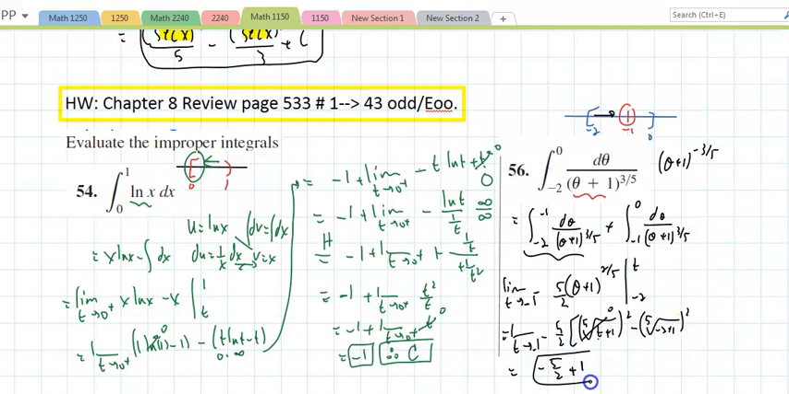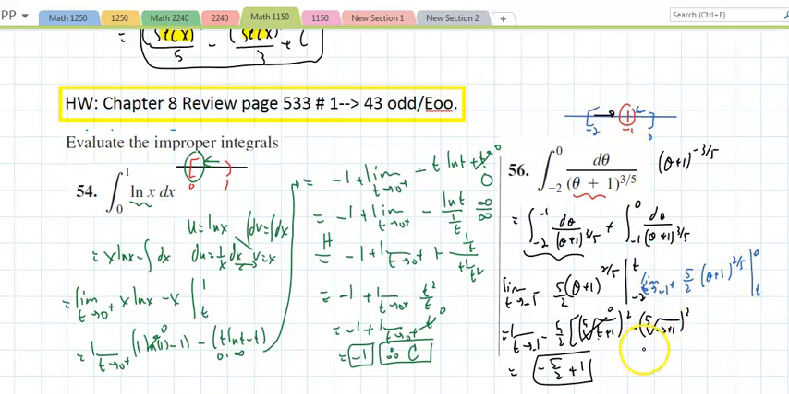Okay, that's finite, which means we need to integrate the second piece. Here we're going to take the same deal. This is going to be 5/2 times theta plus 1 to the 2/5. That's not going to change. Evaluate it from t to 0. And we're going to take the limit as t approaches negative 1, in this case from the right, and it's not going to make much of a difference.